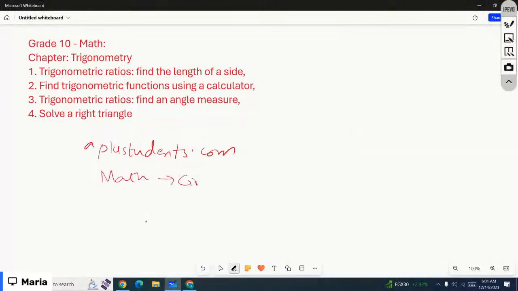Scroll down to grade 10 and then click on view all lessons. There you can find a list of the chapters. We're going to start with the chapter trigonometry, and the lessons we are going to cover from the chapter are trigonometric ratios, find the length of a side, find trigonometric functions using a calculator.